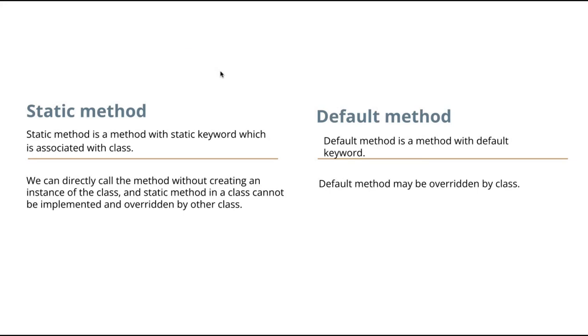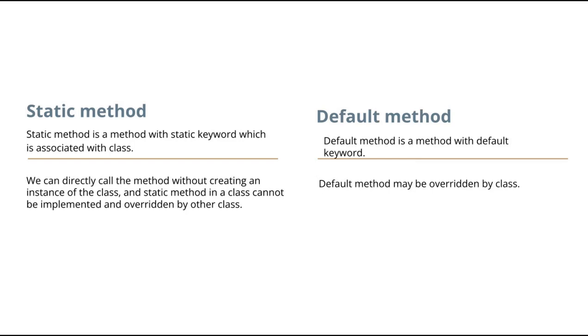So here we need to know the static method. You can create zero static methods, or you can create multiple static methods. It's up to you. The default method is the same. A static method is a method with the static keyword, which is associated with the class. We know the static keyword, right? So here we can directly call the method without creating an instance of the class. And the static method in an interface cannot be overridden by other classes.